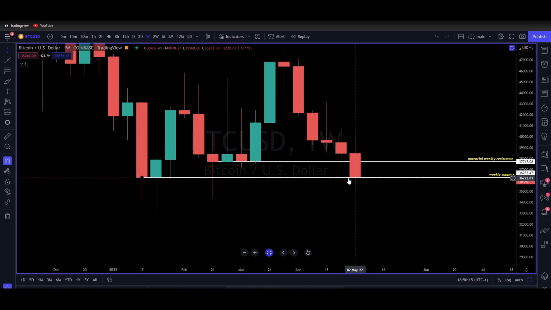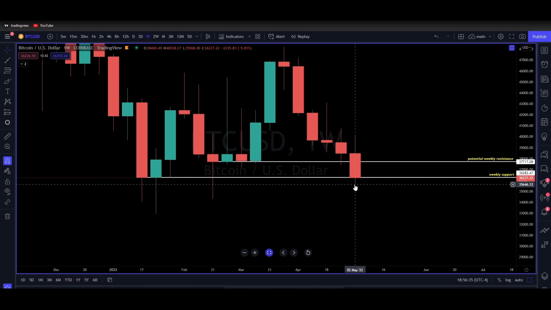We know we don't want to take any new shorts in this area because you never short at support. Let that little rhyme sink in. You never short at support. And yes, I coined that term. Never short at support. So we're not looking to take any short entries here.